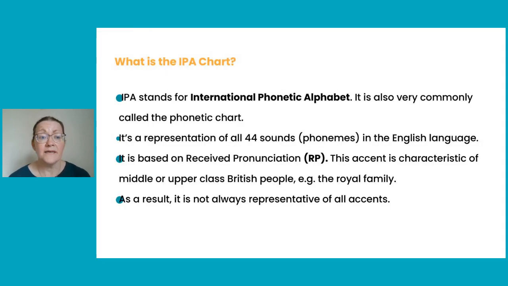So the IPA chart, IPA stands for International Phonetic Alphabet. Okay, it is also very commonly called the phonetic chart. So whether you hear people talking about the IPA chart or the phonetic chart, they mean the same thing. The IPA chart is a representation of all 44 sounds or phonemes in the English language. Can you believe it? There are 44, believe it or not. We're going to see them all later.